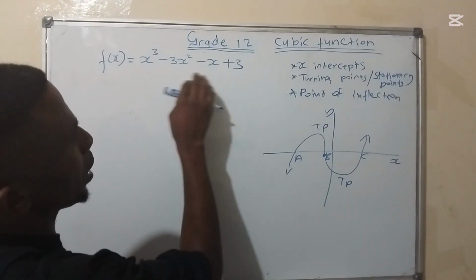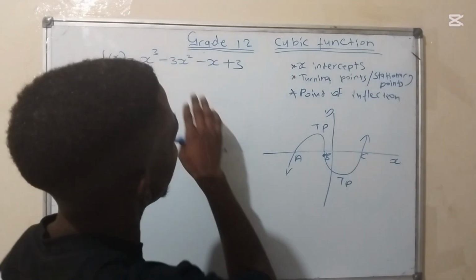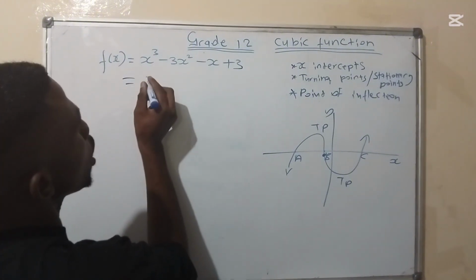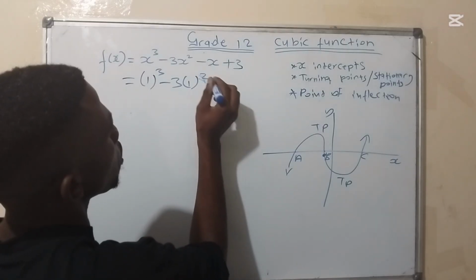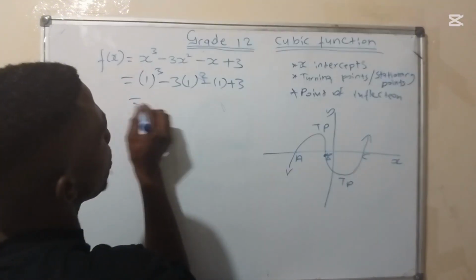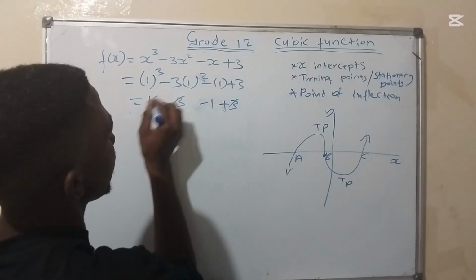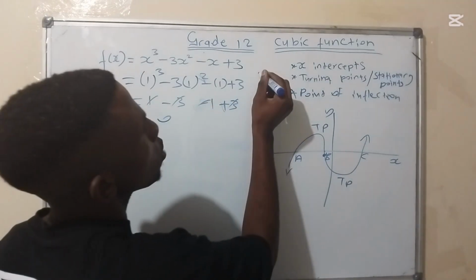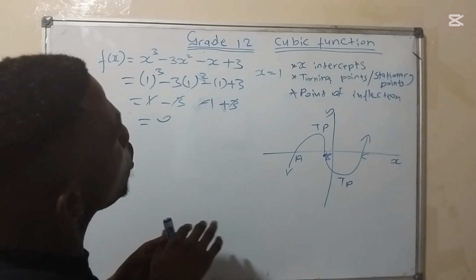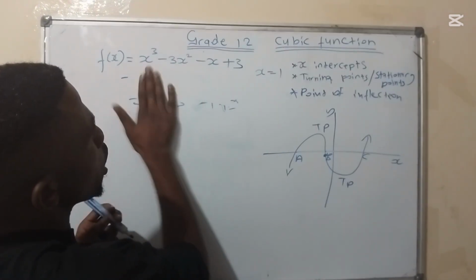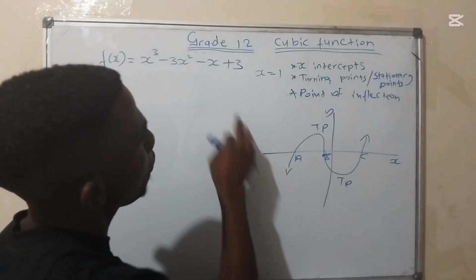Like for instance, one of the factors of this equation is 1. So if you plug 1 into this equation, you are going to get 0. Here we have x cubed, here we have 1, then plus 3. If you simplify this, minus 3, then minus 1, plus 3, this and this will cancel, and this and this will cancel. Then you are going to get 0, which means our x is equal to 1. X equal to 1 is one of the factors of x for this equation.